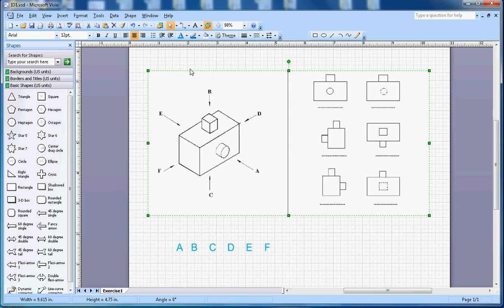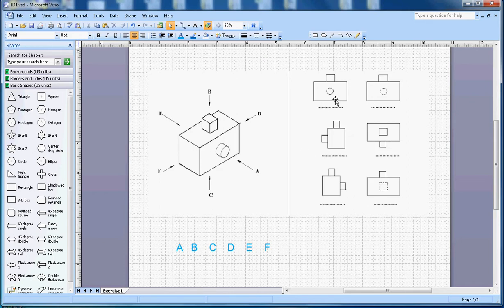Hi, this video is about an exercise on isometric drawing. So let's say you are given this shape, and there are a few projections of this shape from different directions, and then you have to find out what alphabet letter will go against this shape.